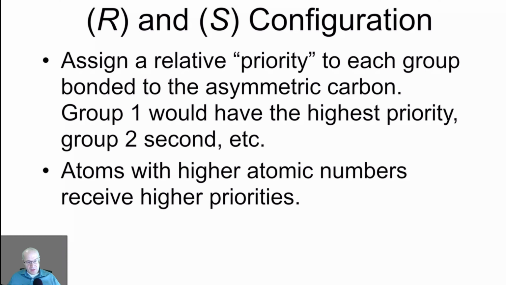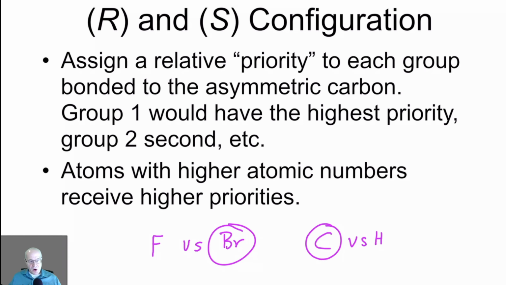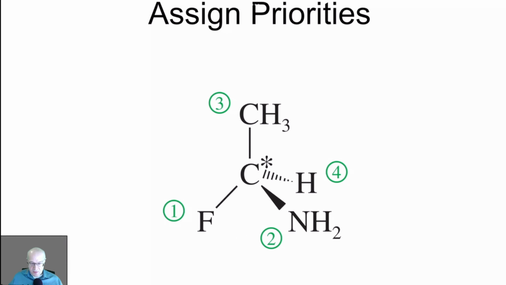Now, how do we assign priority? It's very simple. It's assigned via atomic number. I did not say atomic mass. I said atomic number. That's the key. It's atomic number that assigns priority. So, for example, if I had fluorine versus bromine and I want to assign priority, bromine has a higher priority because it has a higher atomic number. If I wanted to assign carbon versus hydrogen, carbon gets the priority because carbon has a higher atomic number. Very simple.